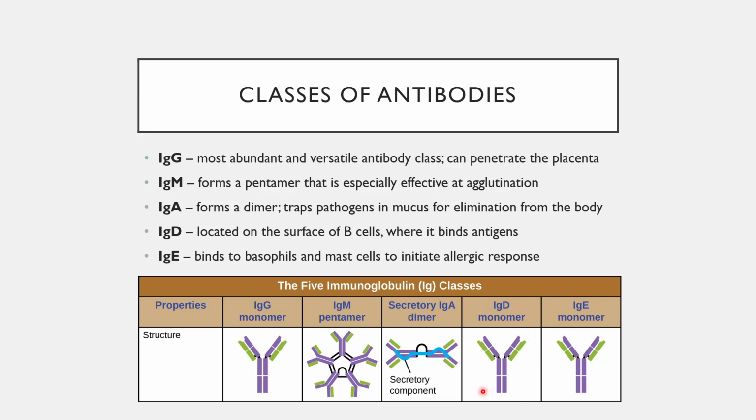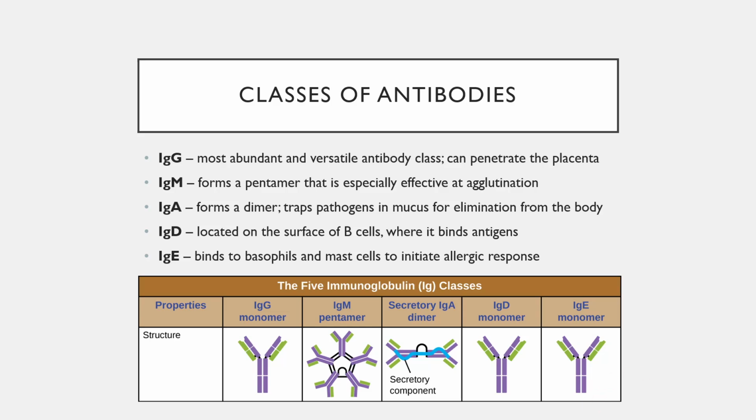IgD, these antibodies have the standard monomeric construction, and they are found on the surface of B cells where they bind to antigens. And in just a moment, we'll see the role that B cells play in this whole process. And finally, IgE antibodies. These ones are particularly important in allergic responses. They bind to basophils, which is one of the types of leukocytes, as well as mast cells, to initiate the allergic response.